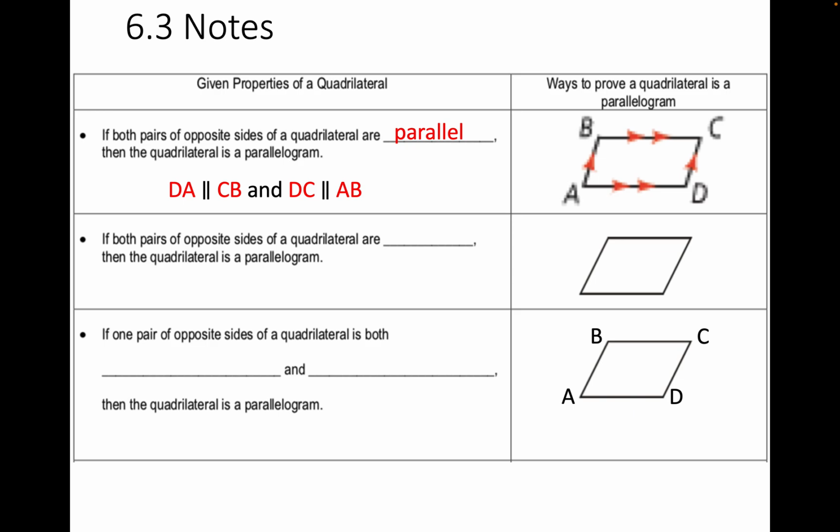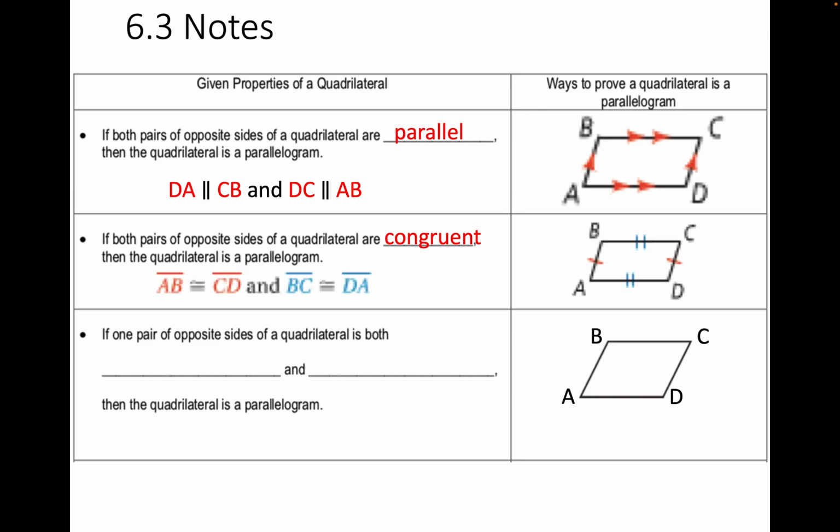The second property is that if both pairs of opposite sides of a quadrilateral are congruent, then the quadrilateral is a parallelogram. So again, we see that in this case, the opposite sides AB and CD, the two that are marked in red, are congruent, and BC and DA, the two that are marked in blue, are congruent. And so ABCD must be a parallelogram.